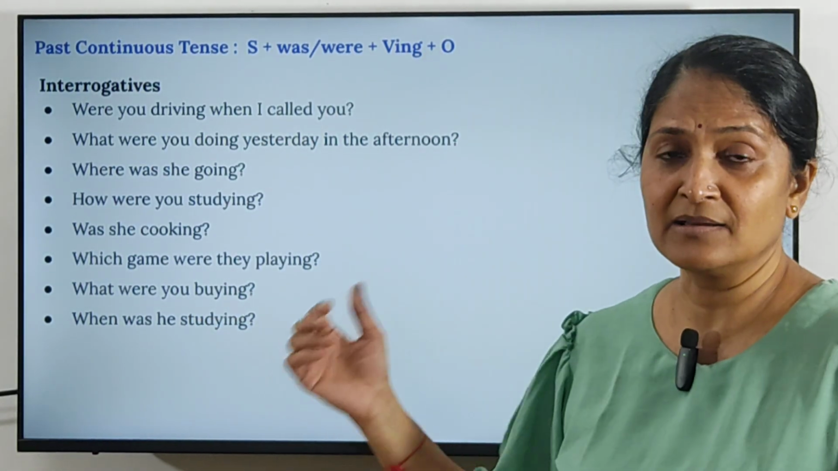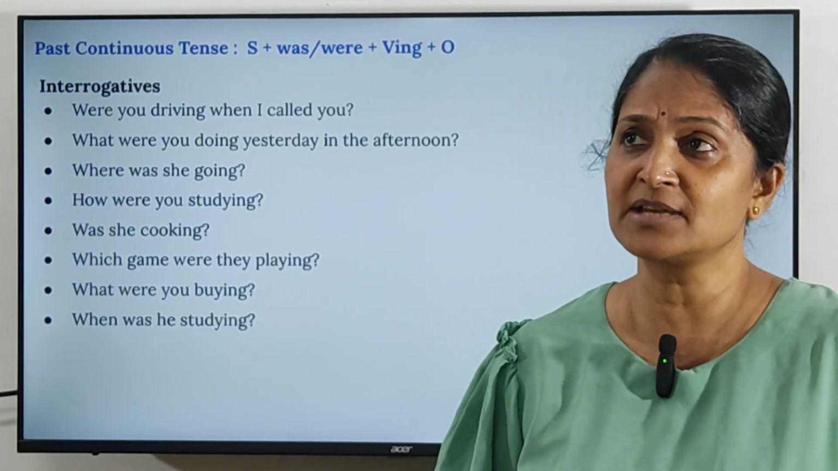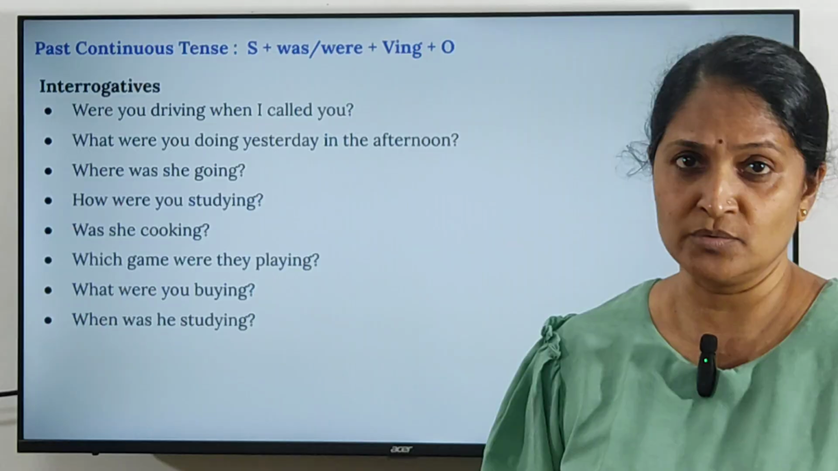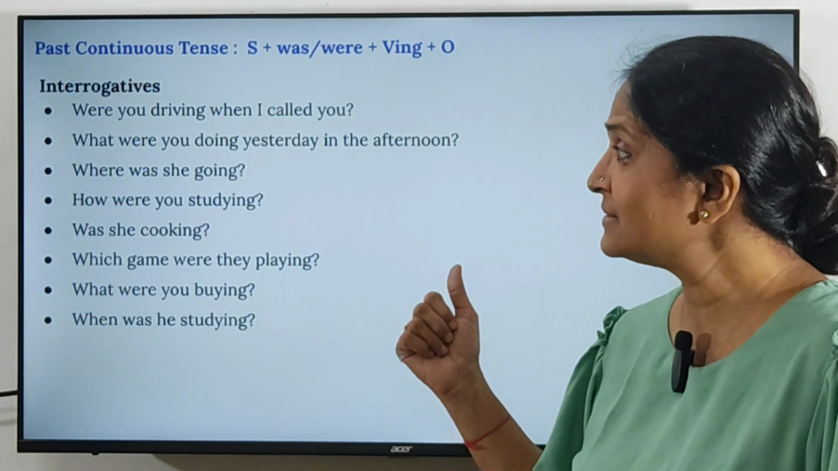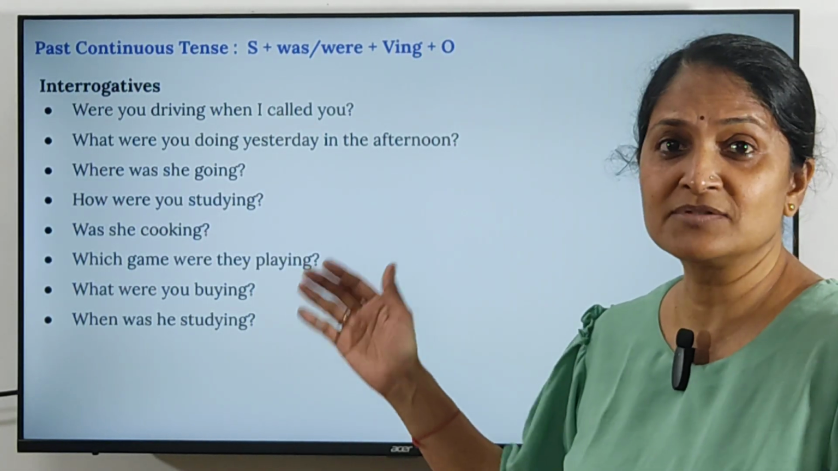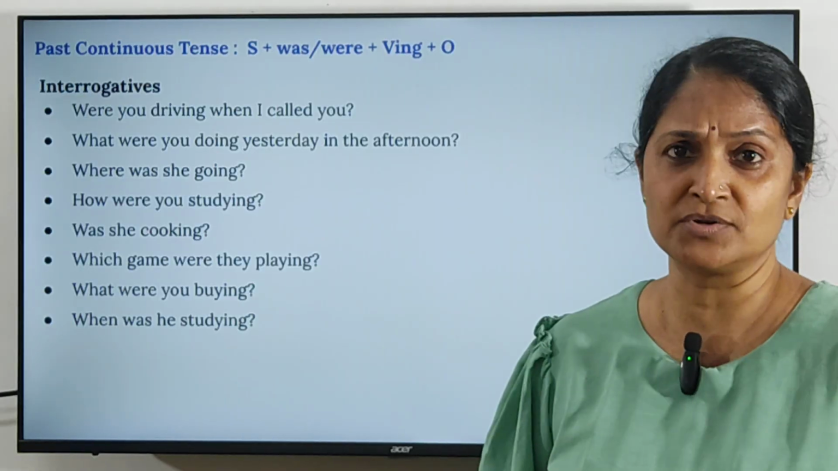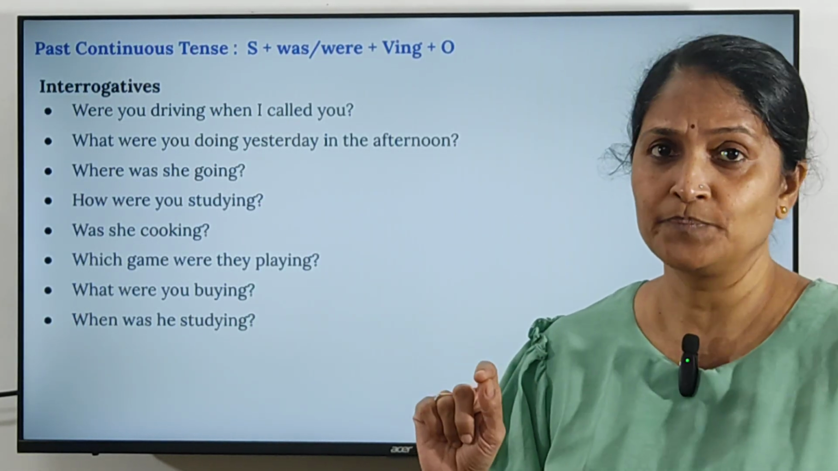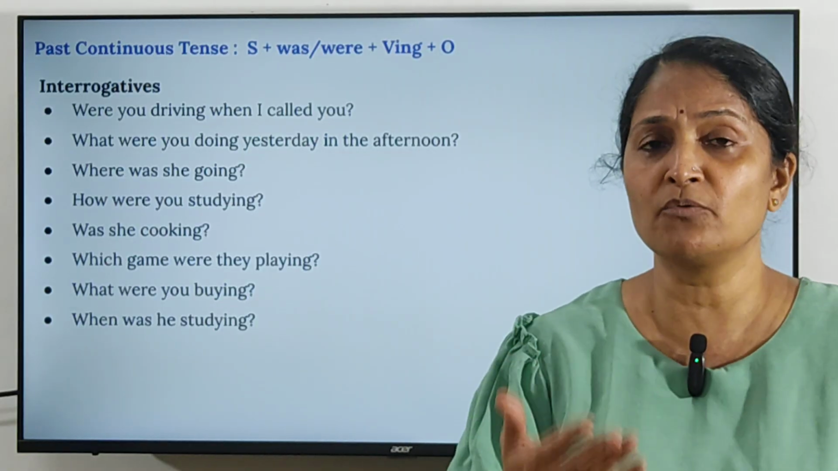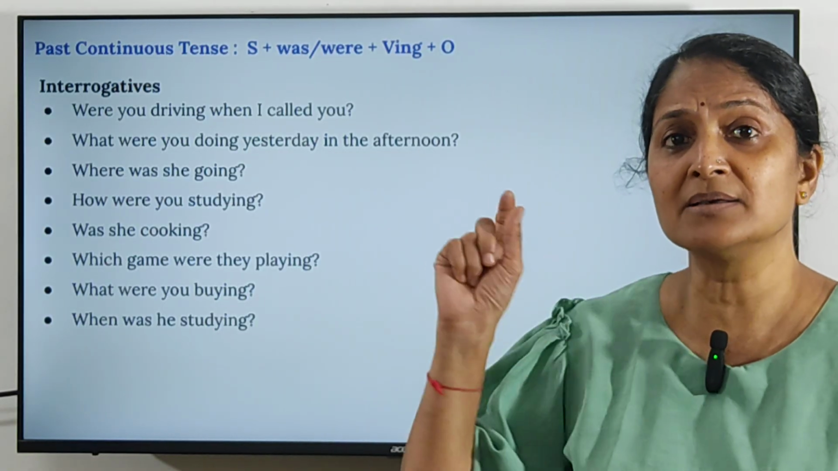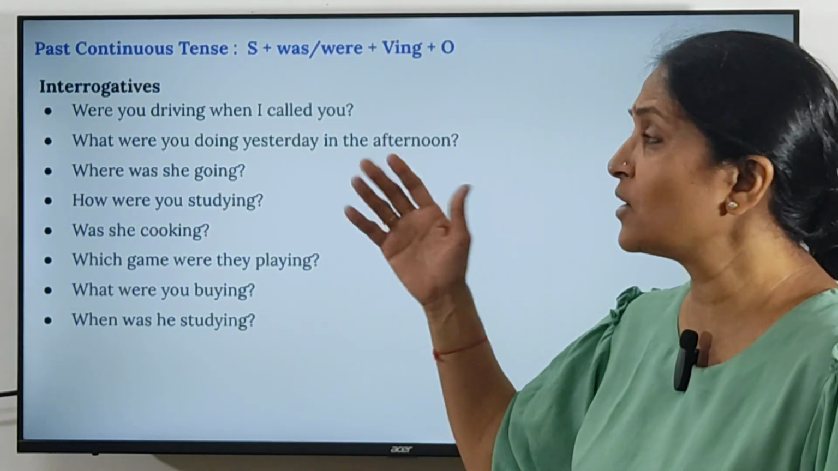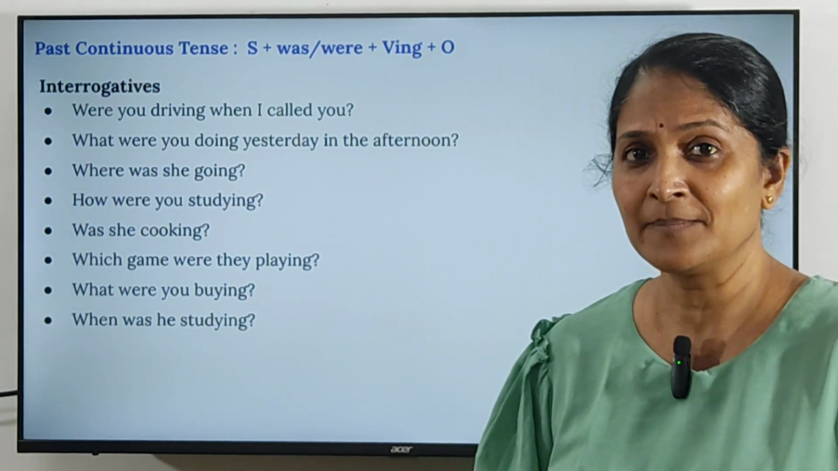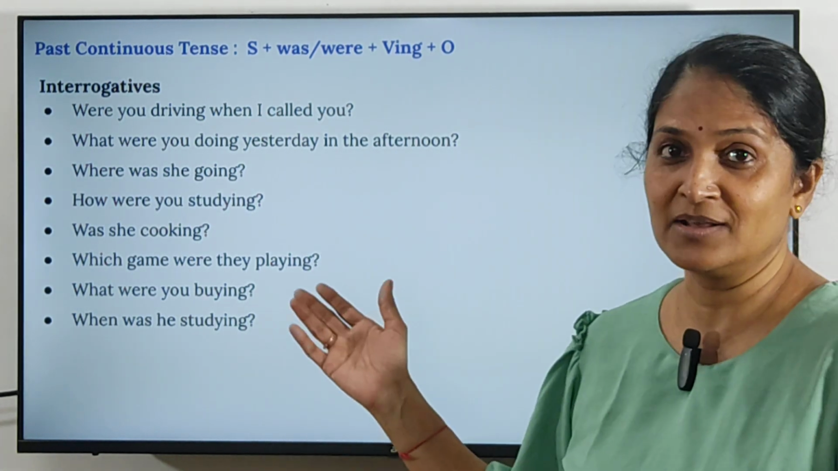When was he studying? वो कब पढ़ाई कर रहा था? He was studying late at night, or he was studying in the afternoon. वो तब पढ़ाई कर रहा था. So these are the interrogatives, right? Questions. So try to make more questions. Here you keep in mind that whenever you make a question with who, in all the tenses, you should take a singular verb. You cannot say who were going, right? You can say who was driving, who was cooking. So this is how you make interrogatives.